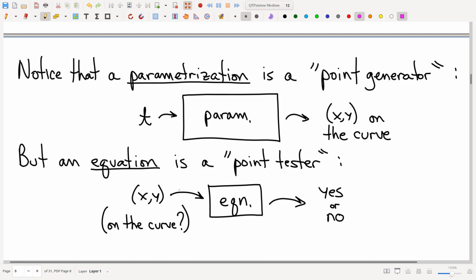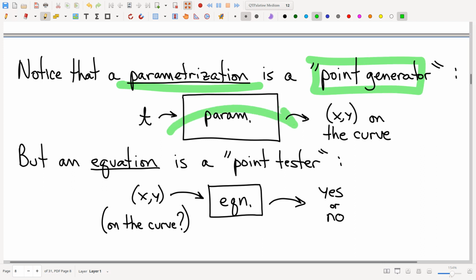And here's one way to think about it. I like to point out that a parameterization is a point generator, because a parameterization takes some input value of t and literally produces a point on the curve. It is quite literally generating points on the curve. So, point generator.